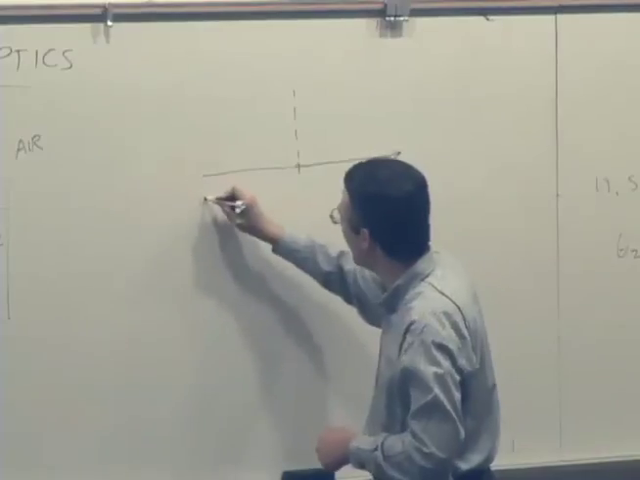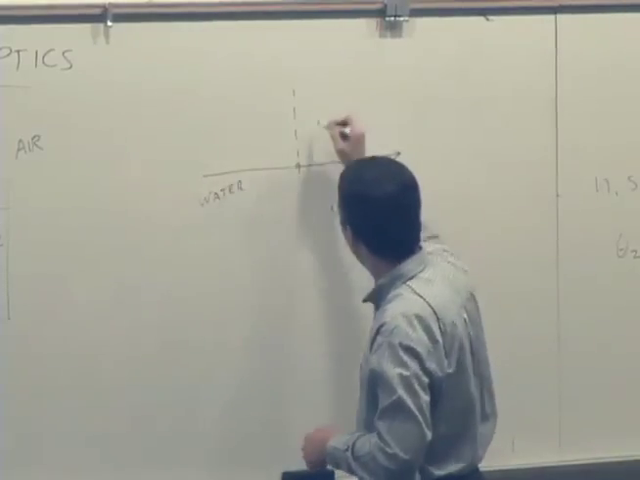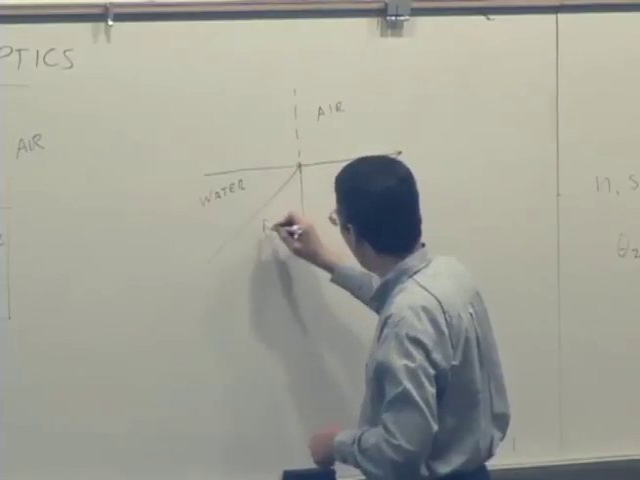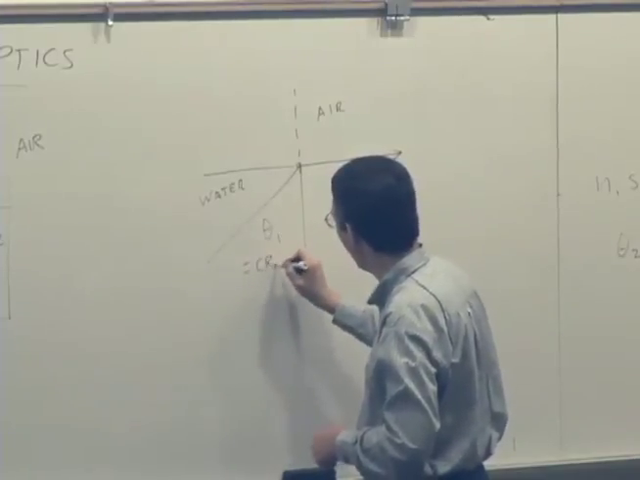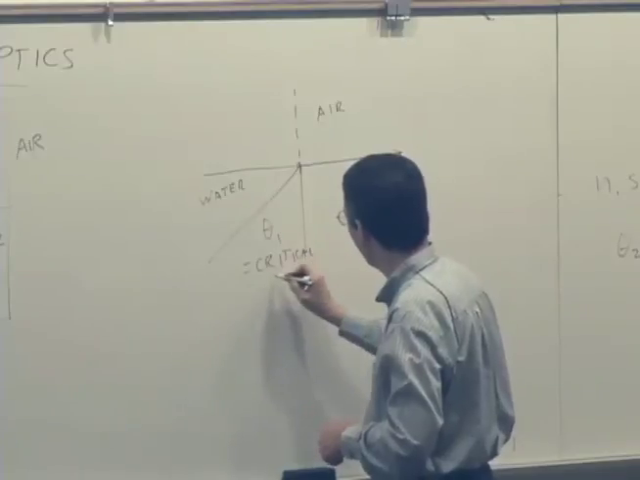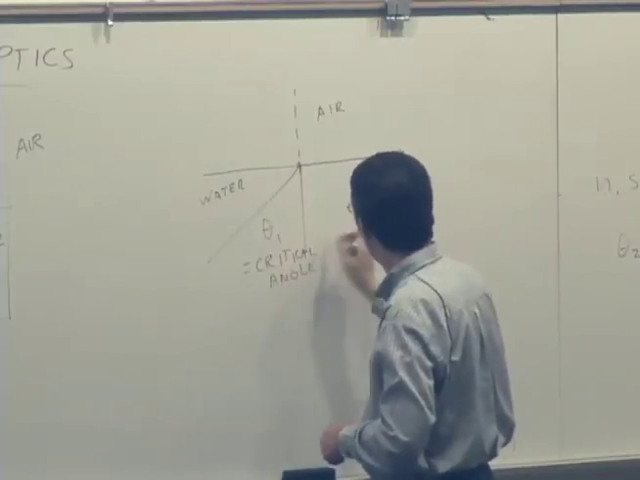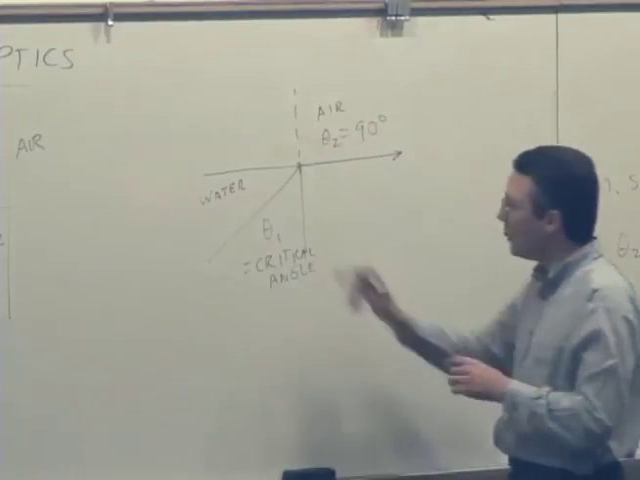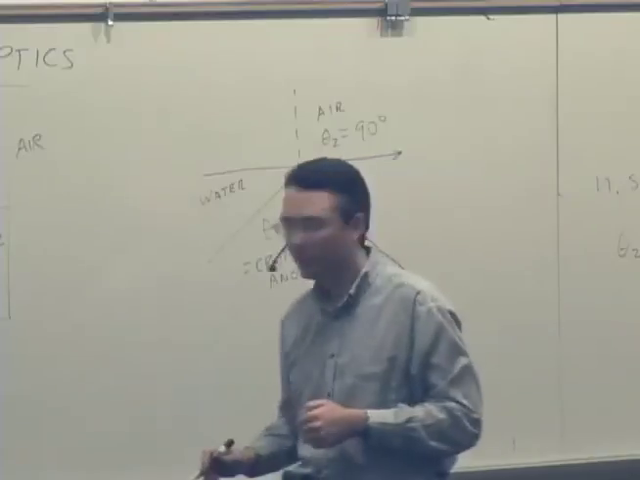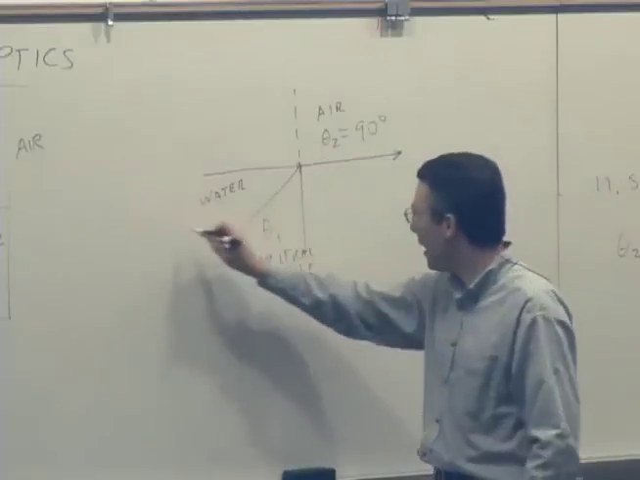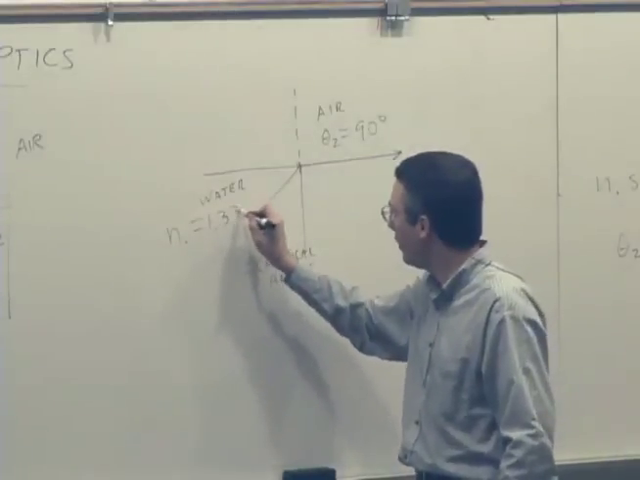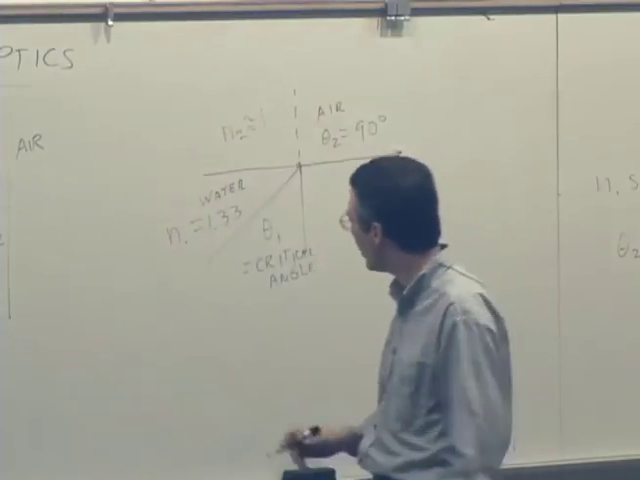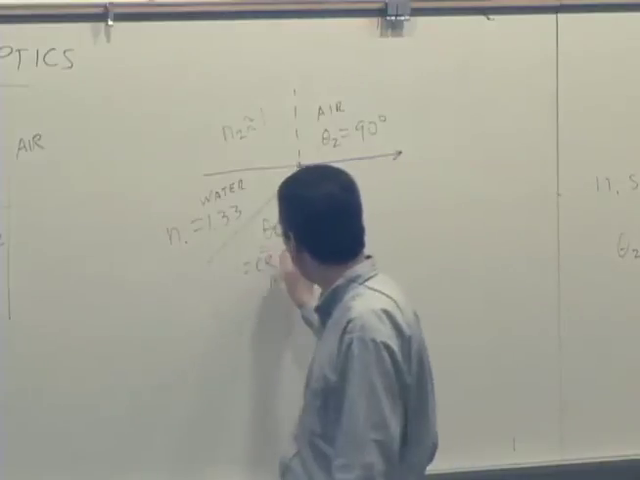So here is, say, the water, and here's the air. And here is some theta 1, which I'm going to call the critical angle. And theta 2, we're going to say, is 90 degrees. So you can calculate that critical angle. We know we have n1 equal to 1.33 and n2 approximately equal to 1. It's 1.0029, but let's just say it's 1. Use Snell's law and see if you can find what theta 1 is equal to.